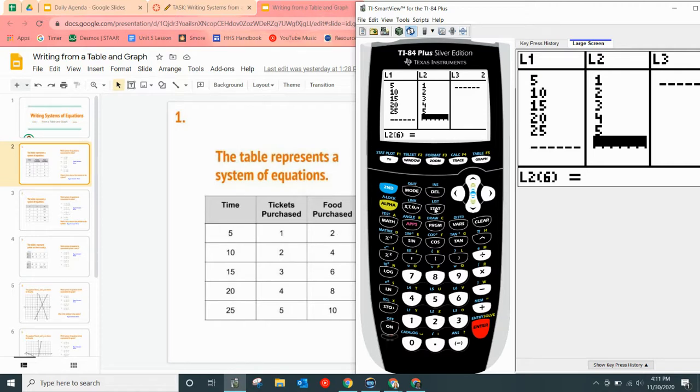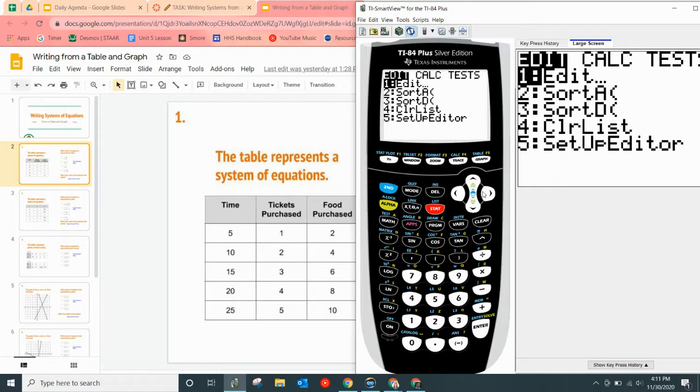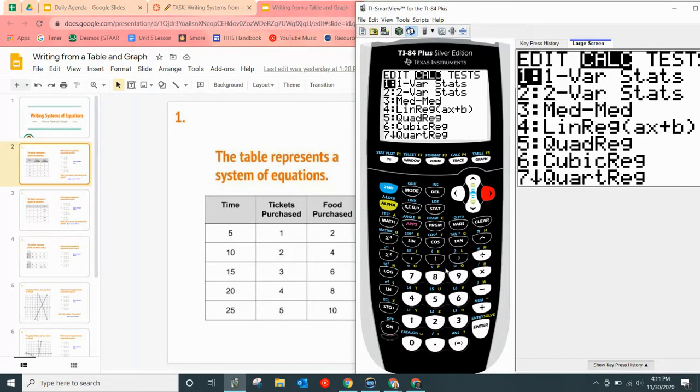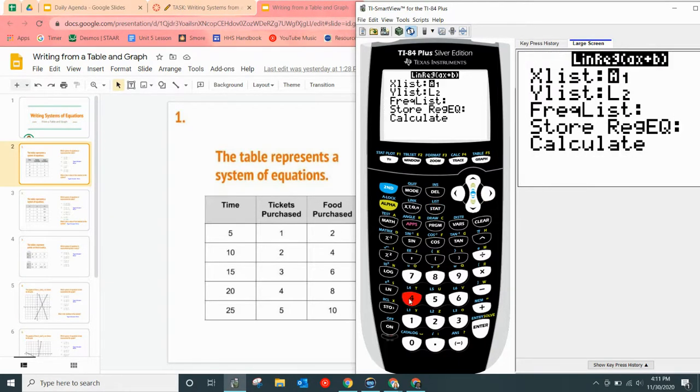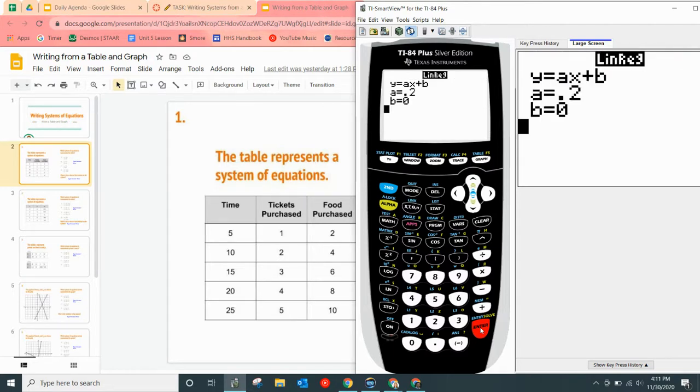So I go back now. These are not new steps. We've done this. Stat, go over to calculate, and I want option number 4. That's a linear regression. And then remember, you can hit enter until it's flashing on calculate, or you can arrow down. Boom, there it is right there. So this is giving me the a value and the b value. My a value is 0.2, that's what goes in front of x, and my b value is 0.